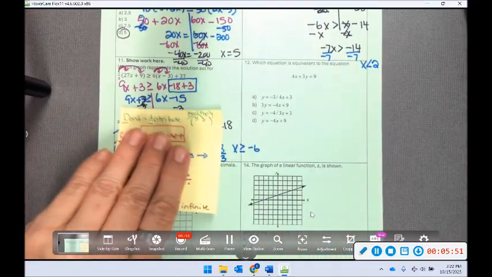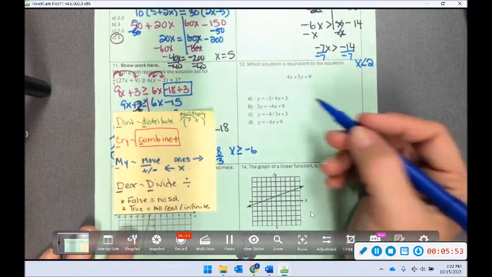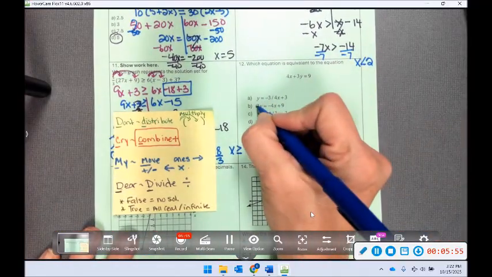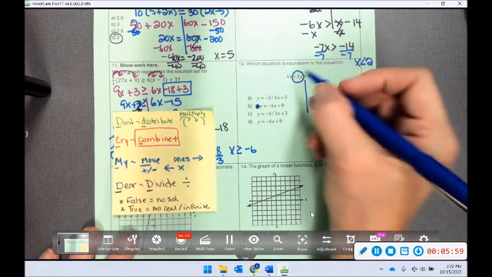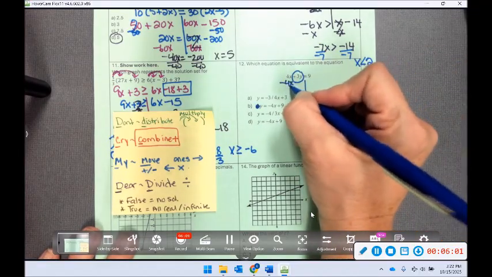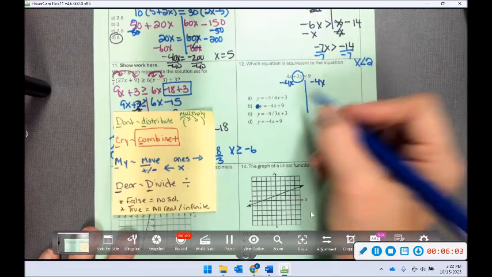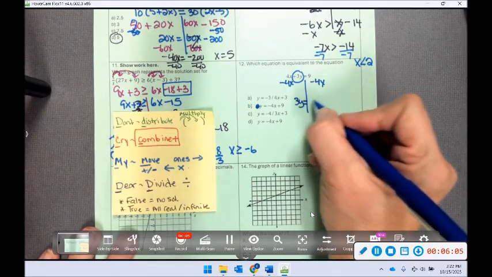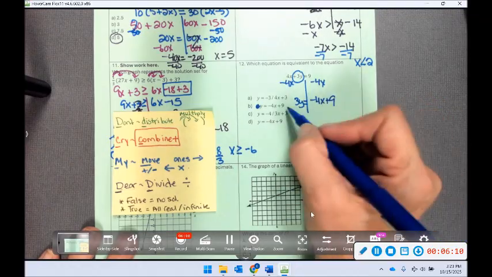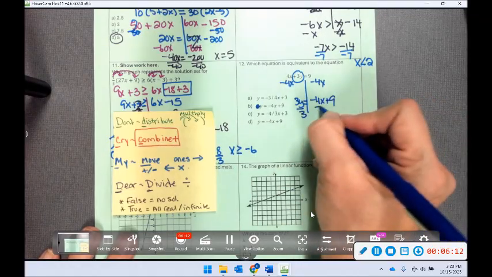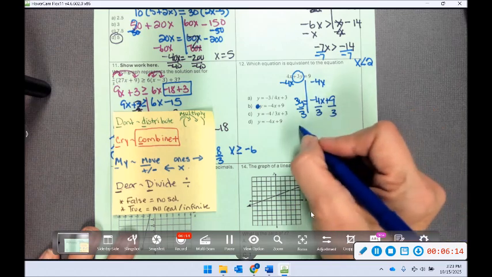Okay, almost done. Number 12, we're solving for y. So if I'm going to solve this for y, we're going to isolate, and I'm going to move this x to the other side. So 3y equals negative 4x plus 9. Isolate, other side, and then we're going to divide.